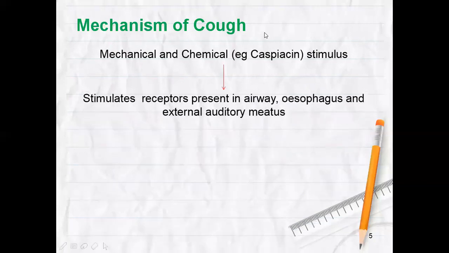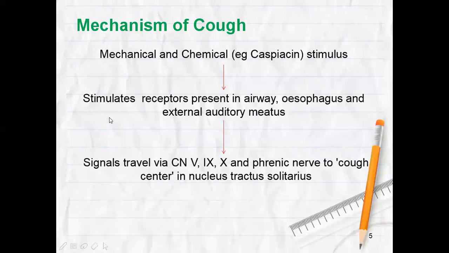Now this stimulus will stimulate the receptors which are present in the airway, esophagus, as well as the external auditory meatus. After that, these signals pass via afferent nerves. In the case of cough, the afferent nerves are cranial nerve number 5, that is the trigeminal nerve, cranial nerve number 9, that is the glossopharyngeal nerve, cranial nerve number 10, that is the vagus nerve, and the phrenic nerve.